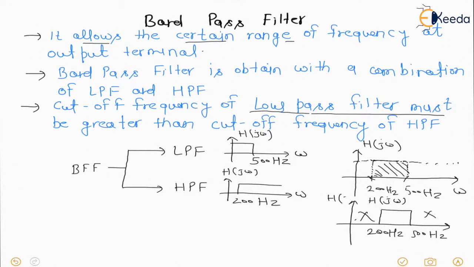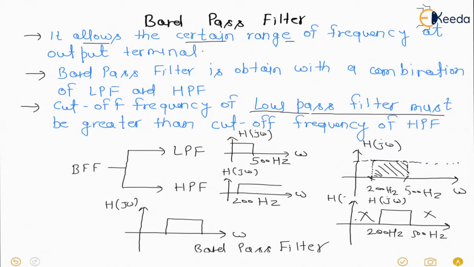So I am drawing once again. If this is omega and this is H of j omega, this is the example of band pass filter. You can draw high pass filter and low pass filter in cascade and you can get the band pass filter easily. But there should be a condition that the cutoff frequency of low pass filter must be greater than cutoff frequency of high pass filter.